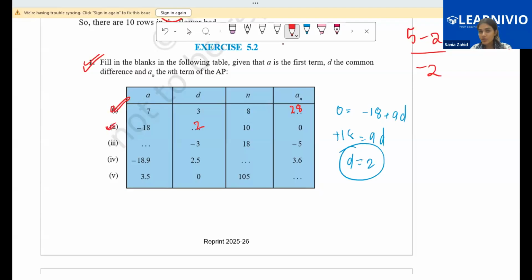Now the third one says, tell me the first term if the common difference is given to you as minus 3 and the 18th term is minus 5. Now solve it on your own. Do the third part, tell me the answer, then we'll do the fourth and fifth also quickly.